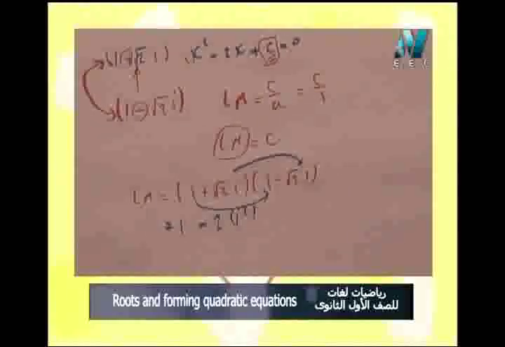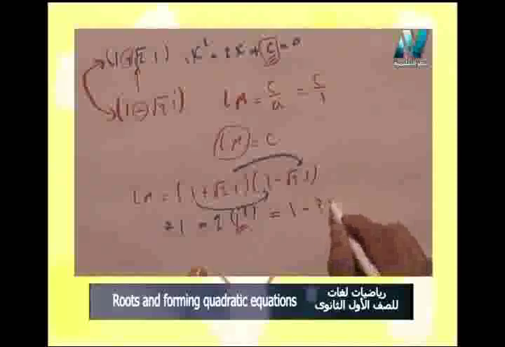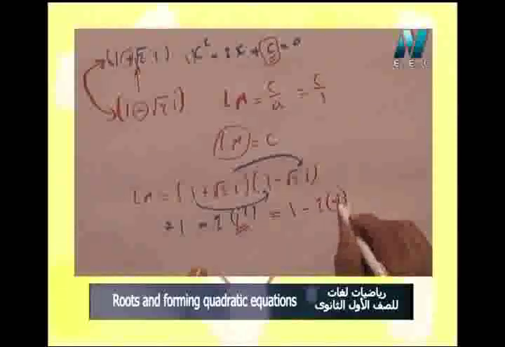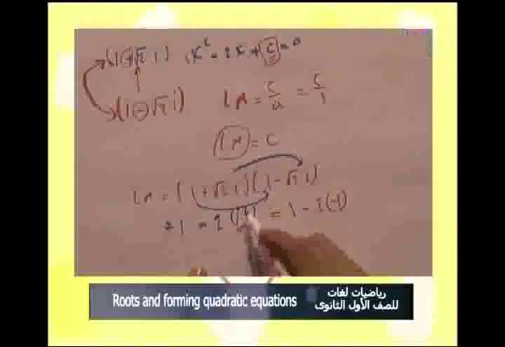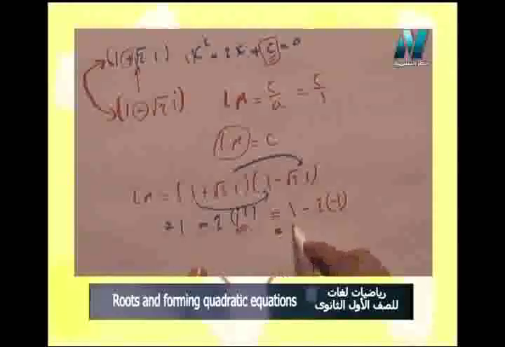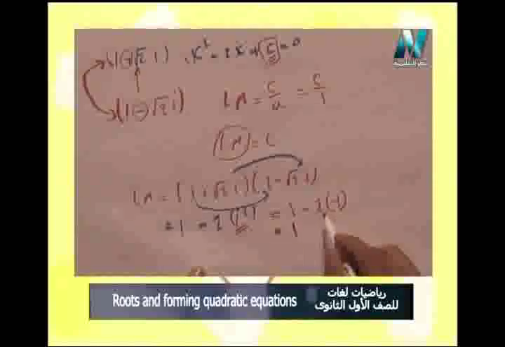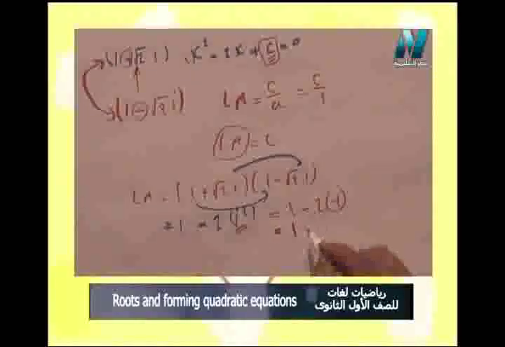And concentrate well and pay attention to i power 2. We know that i power 2 equals negative 1, so the answer will be 1 minus 2 multiplied by negative 1 instead of i power 2 here. So the answer will be 1, negative 2 times negative 1 equals positive 2. So the final answer will be 3.